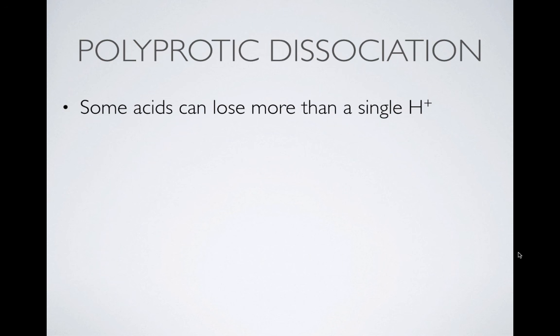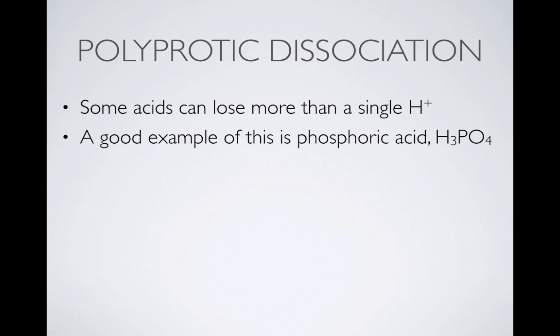Well, let's take a look at a particular set of acids here, polyprotic acids. And we're looking at polyprotic dissociation. There are quite a few acids that, in fact, can lose more than a single H plus when in solution. So we call them polyprotic. More than one proton, or H plus, can come off. And one of the better examples we have is phosphoric acid, H3PO4.